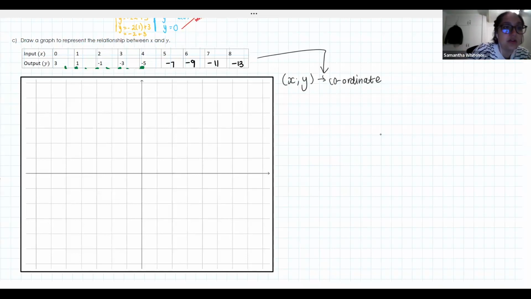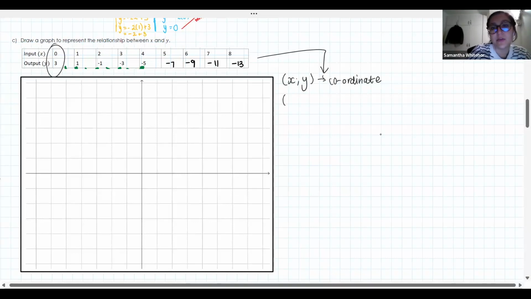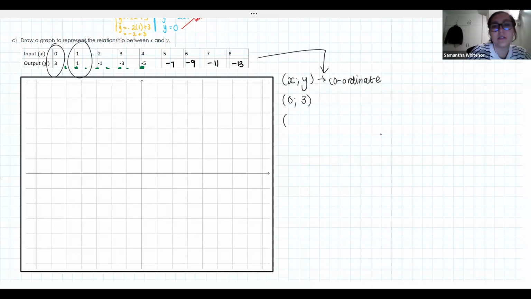So if we write down our coordinate pairs, if we look at the first one, x is 0, y is 3. We go to our second coordinate, x is 1, y is 1. And so we can keep writing down our coordinate pairs so that we know exactly what points we want to plot. Okay, now we don't have to write down all of these coordinates. It becomes a bit time consuming. So I'm going to stop here at 4, -5. It's enough for me to draw my graph and get a shape.